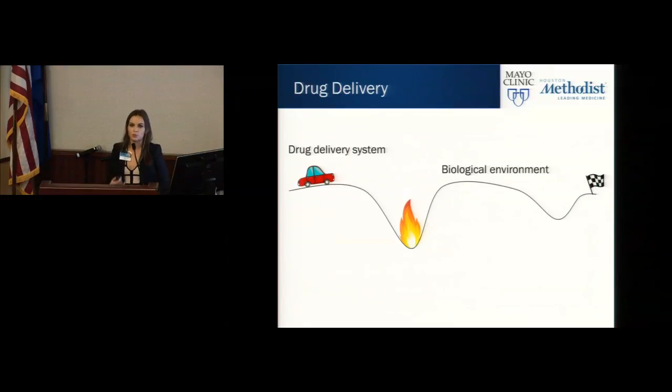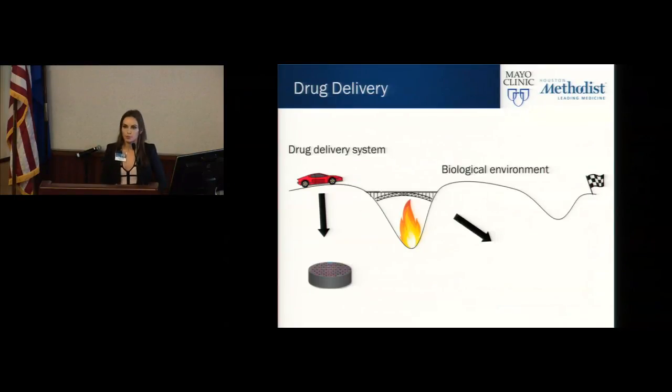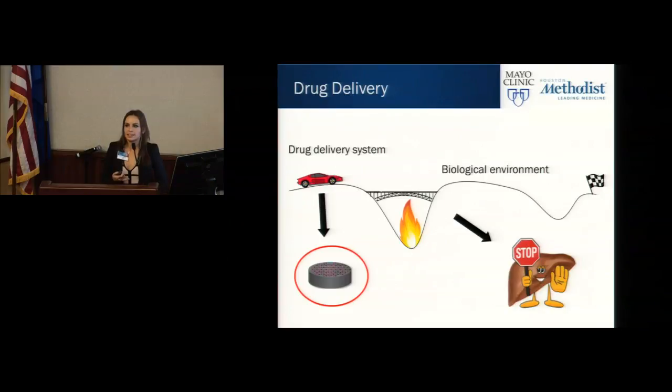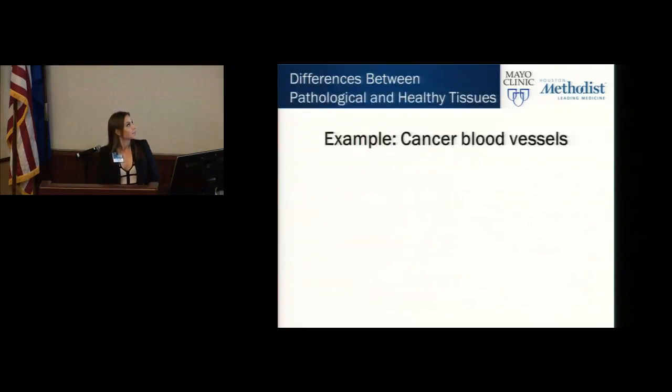So in order to improve drug delivery, we can either upgrade the drug delivery system, and we have several examples doing this in the lab, or we can change the biological environment, which is a less common approach, but something that I'm very passionate about. But I'll start by discussing the design of these sophisticated drug delivery systems. And the thing we really try to do is take advantage of differences between healthy and diseased tissue.